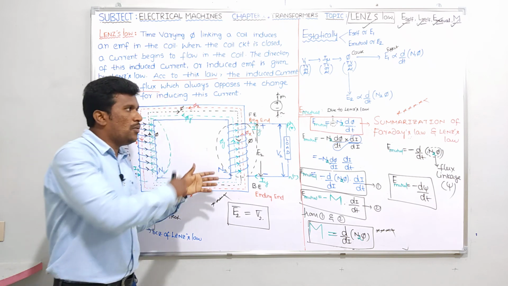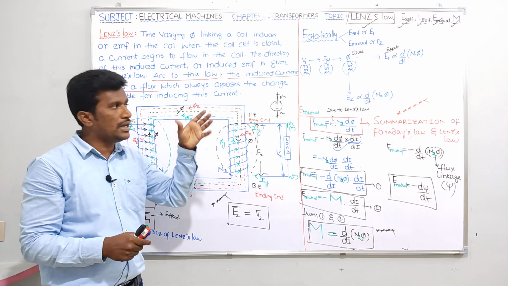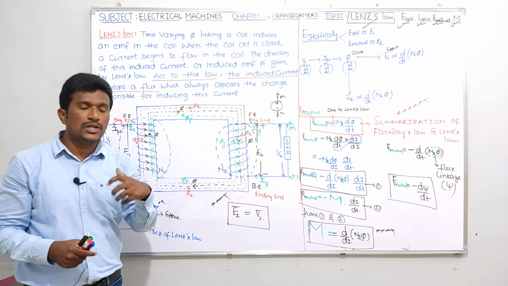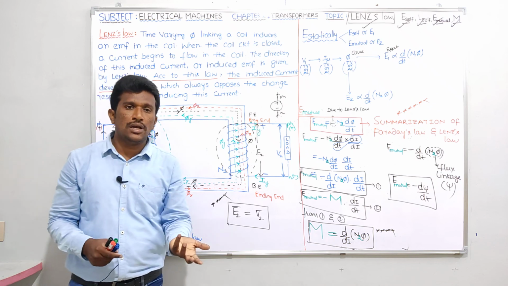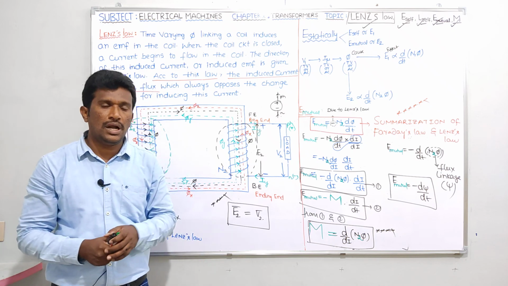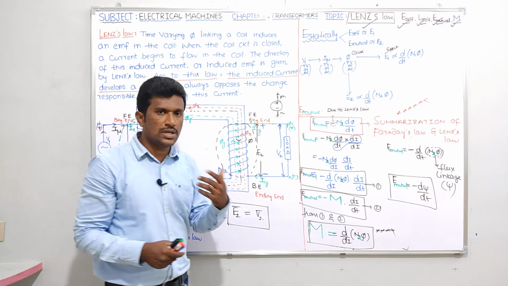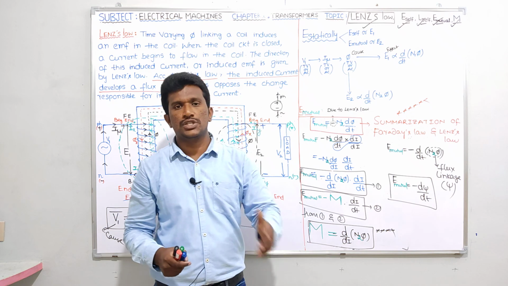We'll be having one waveform. From that waveform, we'll be getting angles between particular vectors. After getting those angles between particular vectors, we'll start drawing a vector diagram for transformer under no load, under load condition also. Similarly, we'll go for equivalent circuit of transformer under no load and under load condition also.